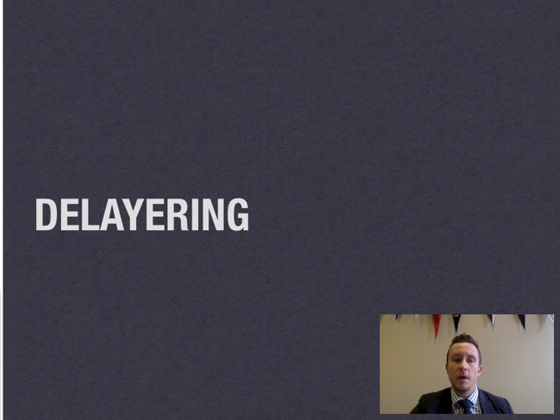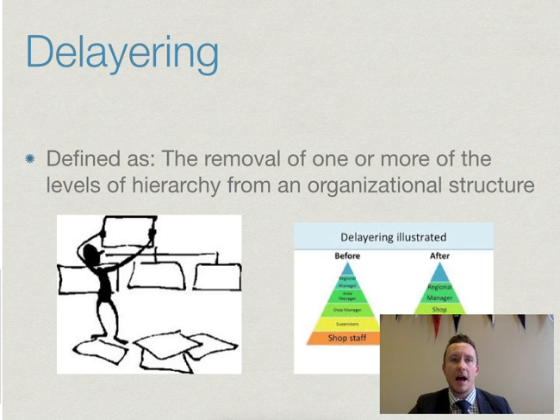So, we move on to delayering. Well, how could we adjust our bureaucracy to be less bureaucratic? How can it be less cumbersome for people to communicate? And one of these strategies is delayering. And delayering is defined as the removal of one or more of the levels of hierarchy from an organizational structure.